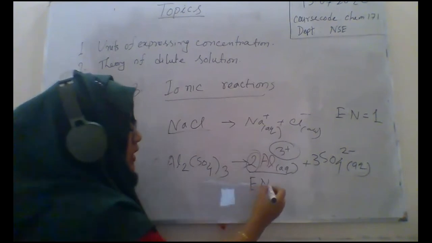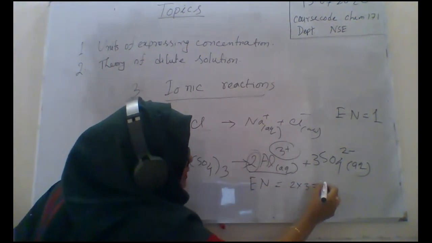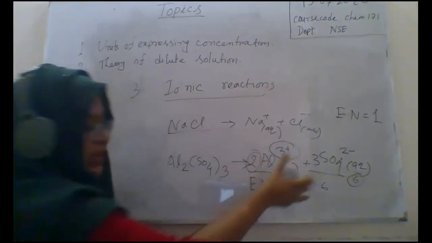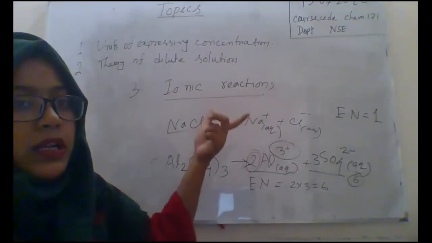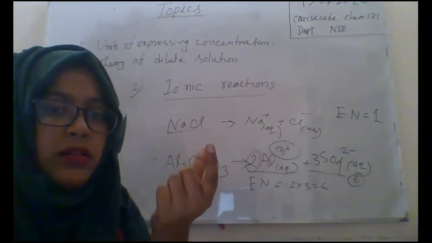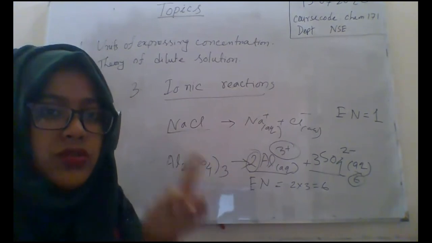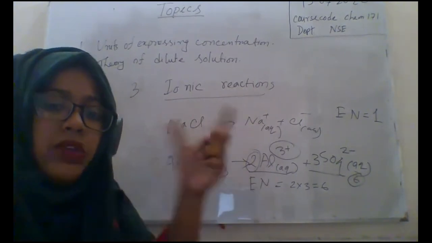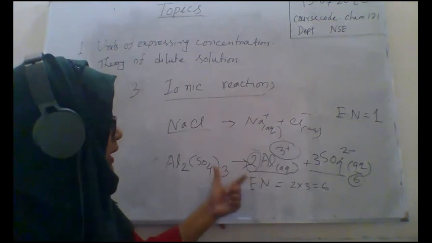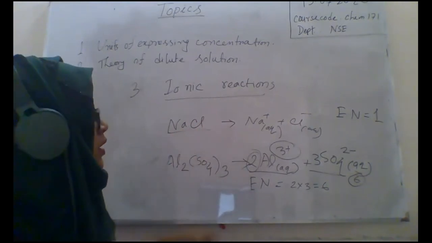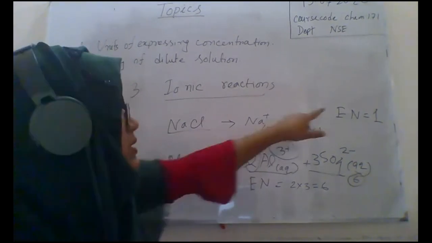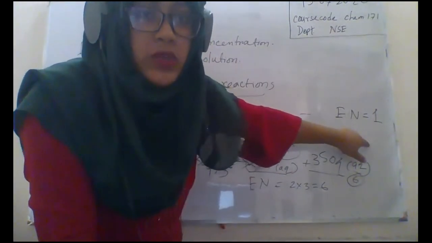But for 2 aluminium, it will be 2 into 3 equal to 6. If you calculate this one also, it will be 6. Anyone, anion or cation, you can calculate either one. Because if you want to make some salt, you should have the anion and cation balanced: +1 -1, +2 -2, +3 -3. So you can take any part, anion or cation. In this case, for sodium chloride, the molecular weight equals the equivalent weight, because the equivalent number is 1. You have to divide the molecular weight by 1.